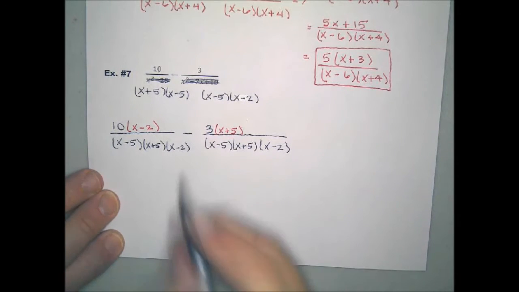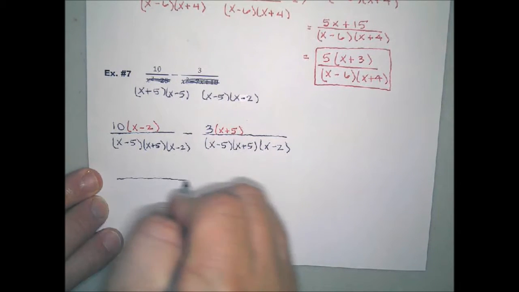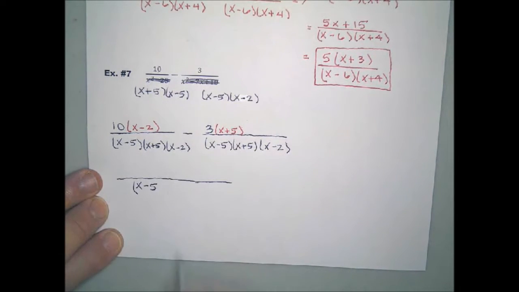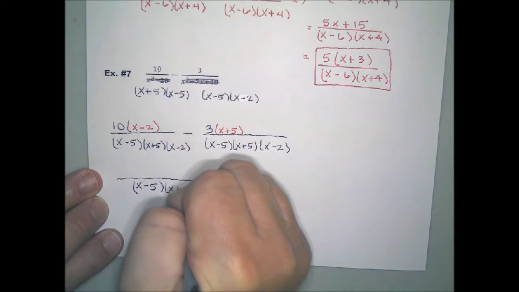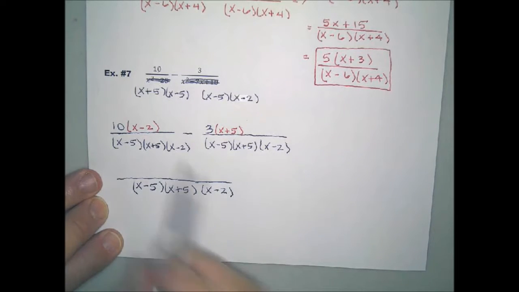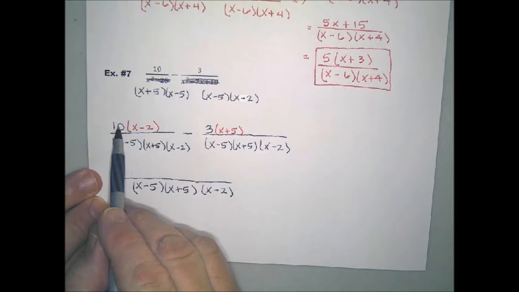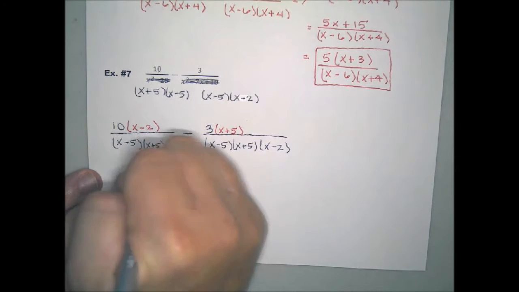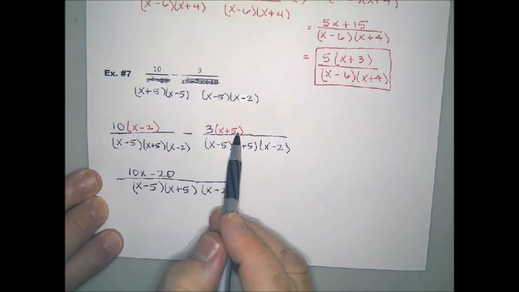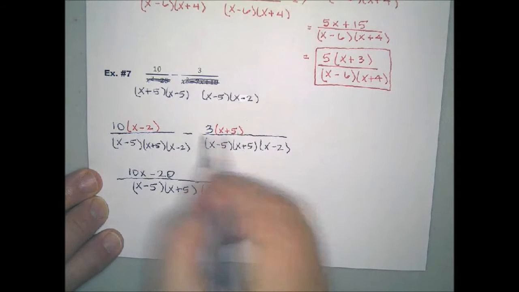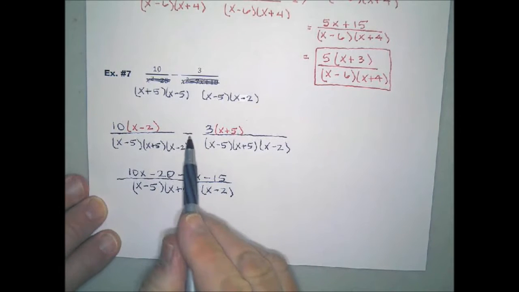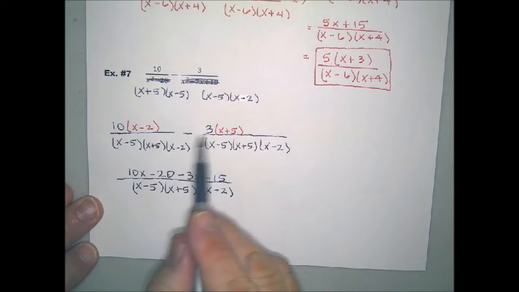Now it's time to bring everything together. We know the common denominator is x minus 5 times x plus 5 times x minus 2. This numerator makes 10x minus 20. Now remember, this is distributing a negative 3, so this numerator is minus 3x minus 15. Remember, you're distributing that subtraction sign as if this was a negative 3.